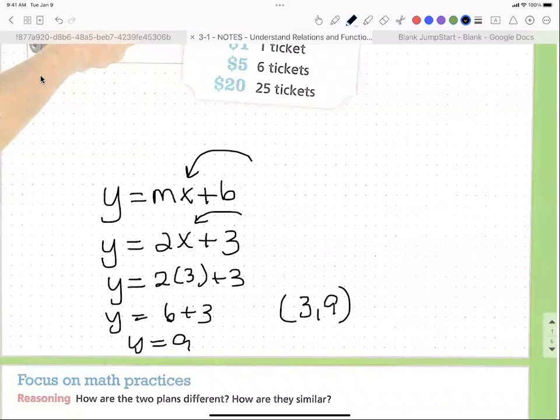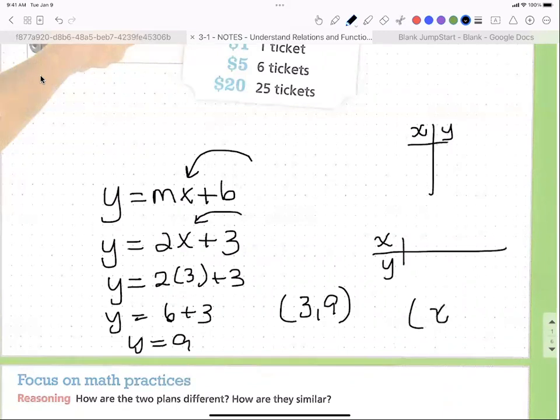Okay. And usually, and I haven't run into any problems yet, when you're in a table, the X is always on the left, the Y is always on the right. When you're in an up and down table, the X is always on top and the Y is on bottom. And when you write it as an ordered pair, the X is always written first and the Y is always written second. And then we're going to introduce a new way to look at ordered pairs today, and it's called mapping. So we'll talk about that in a minute. Okay, so that's just kind of an intro into what we're doing.